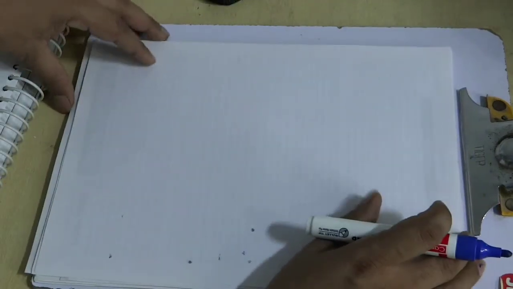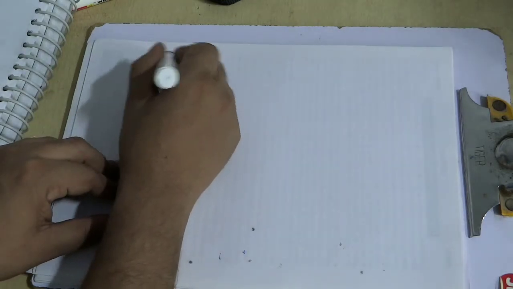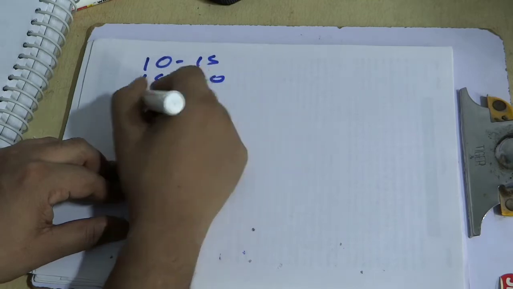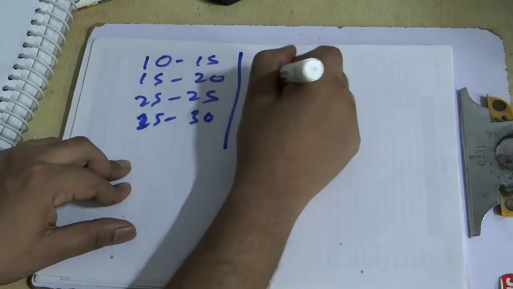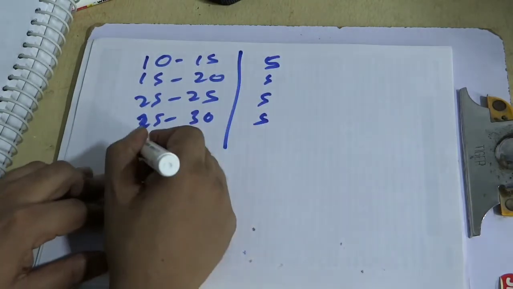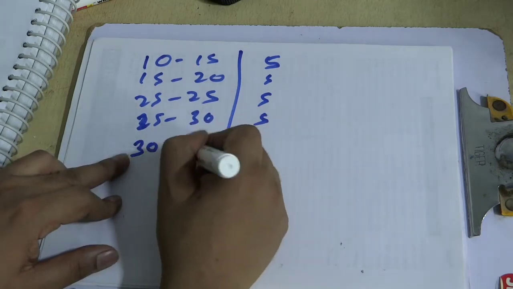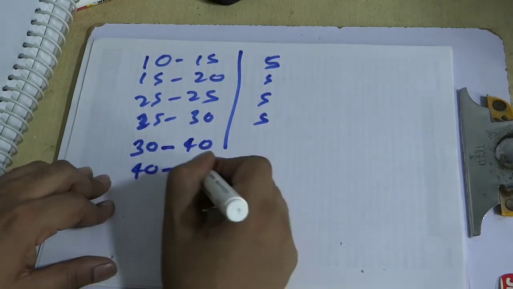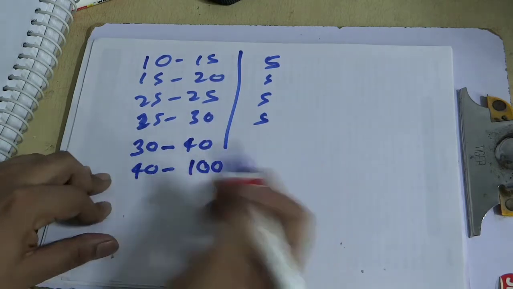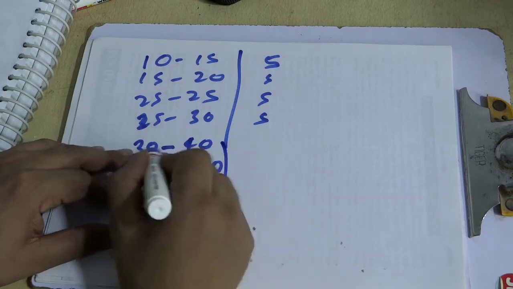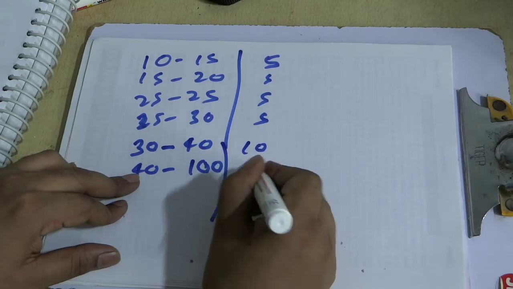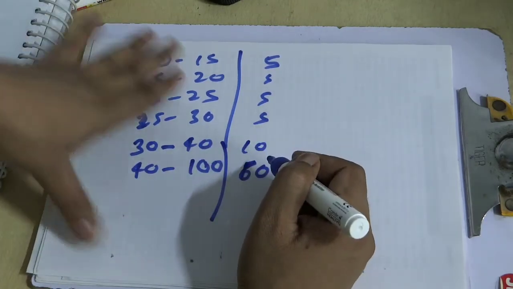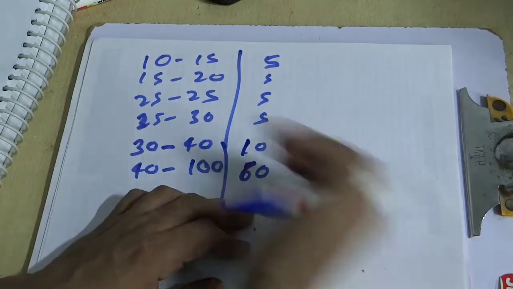Now what you have to remember here is a very simple thing. For example, the class intervals are 10 to 15, 15 to 20, 20 to 25, 25 to 30. No, the class interval is 5. Again, every time it is 5. But if the data is like 30 to 40, 40 to 100, like this, then here we have a class interval of 10 and here we have a class interval of 60.